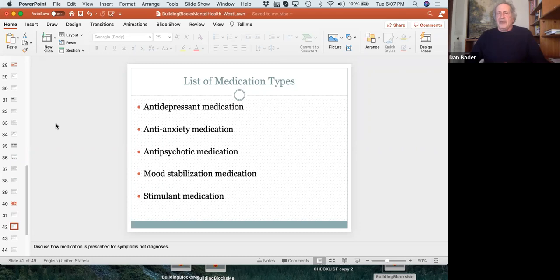All right, this is a list of medication types. Here they are. Antidepressant medication, like the SSRI medications, which are the most commonly prescribed. Anti-anxiety medications, which are usually benzodiazepine type medications. Xanax is very commonly prescribed these days, or at least it was the last time I was working. Antipsychotic medications, mood stabilization medication, which are actually mostly anti-seizure medications.